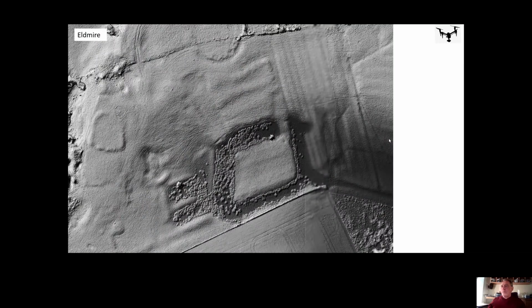And Eldmire, another one very little is known about. It's up near Topcliffe. You can see the moat here, absolutely beautiful. You can see lots of water management going on, water running down here, a couple of fish ponds, what looks like a windmill stump there, and various other buildings and enclosures around here, with just up at the top of the picture a recorded chapel as well.